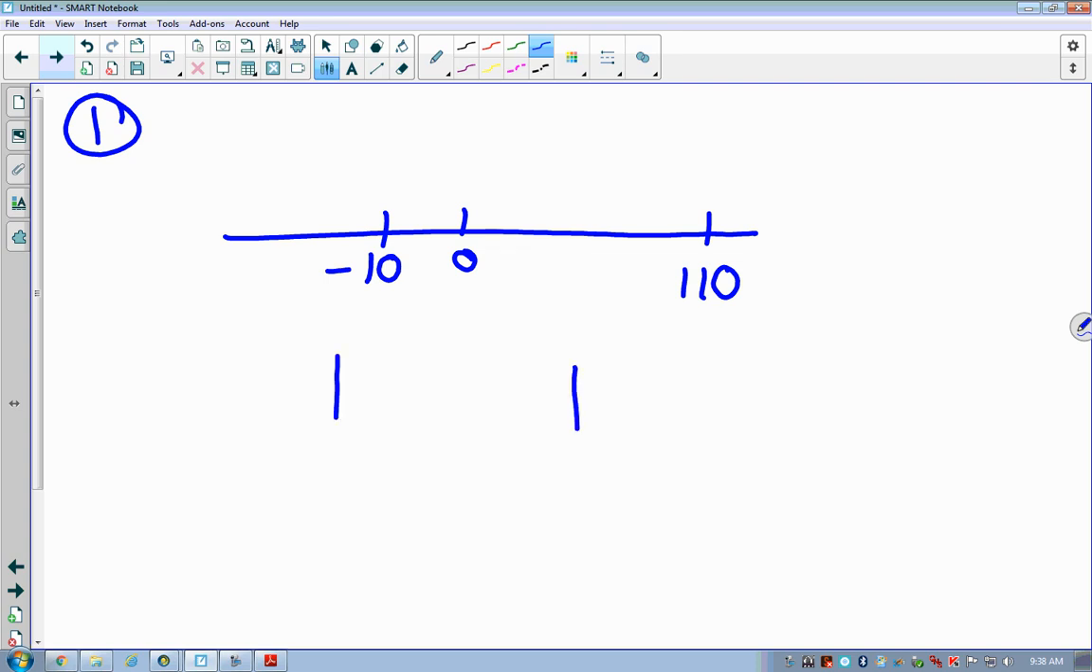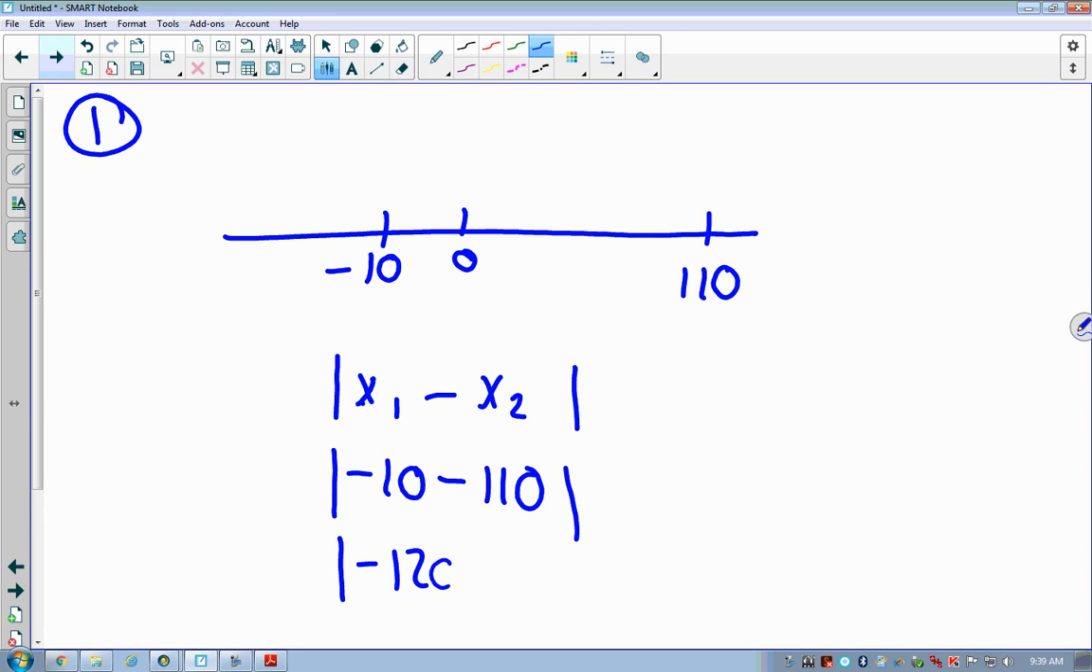If I want to know the distance between two values on a number line, I take x1 minus x2. What is x1 in this scenario? Negative 10. What is x2? 110. So I'm going to take negative 10 minus 110. What is that? Negative 120. But when I get rid of the absolute value, 120 is my answer.